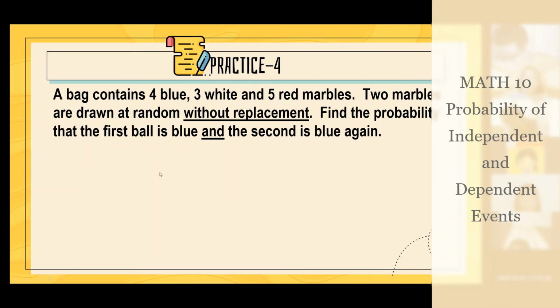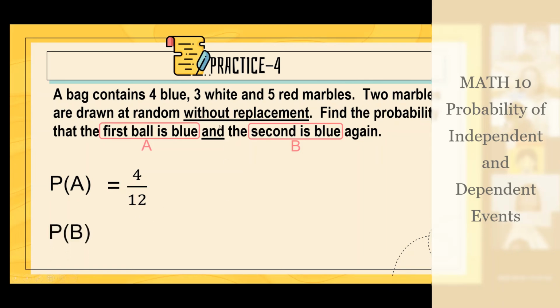So let's see. Without replacement, that's why it's dependent events. So let the first ball be A and the second ball be B. Probability of getting blue ball first is 4 over 12. So first event, 4 because there are 4 blues and there are 12 balls in all. Probability of getting B, since without replacement, 4 minus 1 will become 3 because it's blue again.